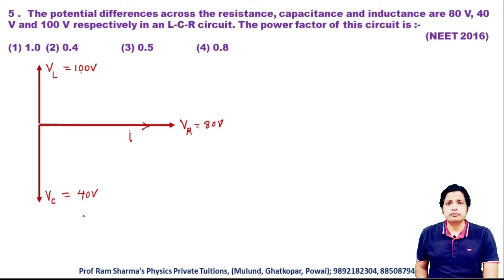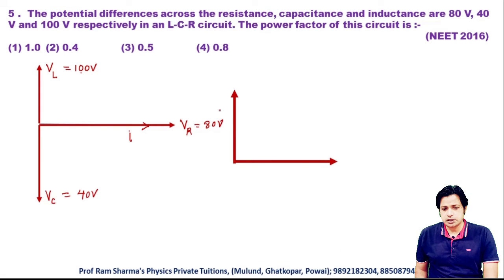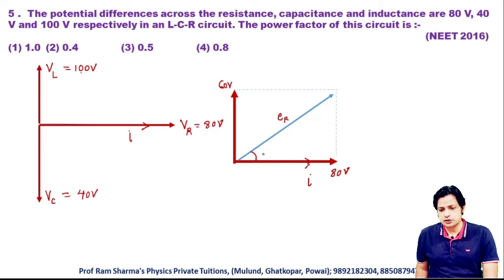100 minus 40 will be 60, so they will subtract. The resultant diagram will look like this. This will be 60 volt, and this is 80 volt as it is. Current will of course be on this horizontal line itself. This is I, this is 80, this is 60, and now by the parallelogram law, I'll draw a parallelogram and find the resultant. This is the resultant, your final ER, and this is the phase difference phi.